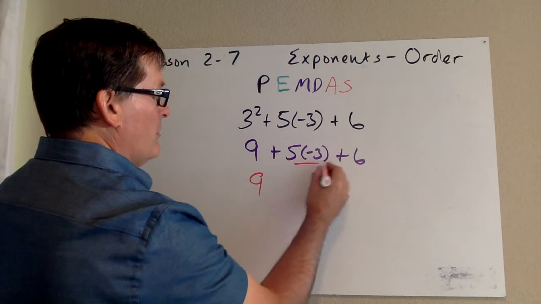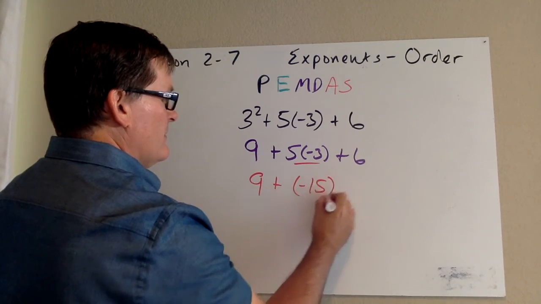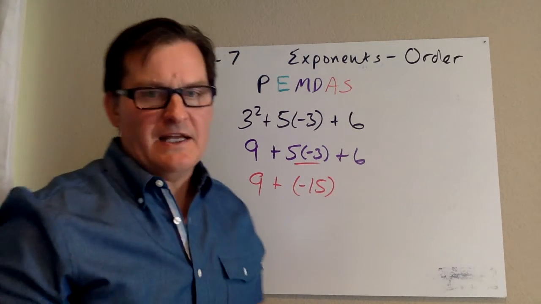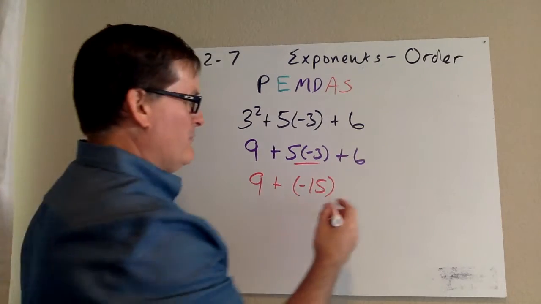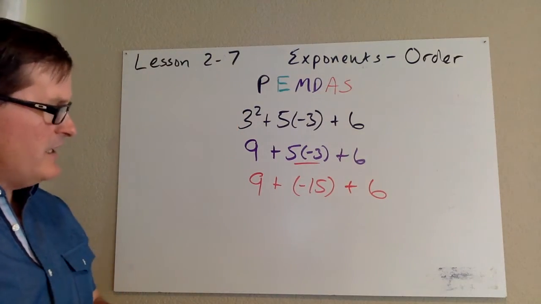Now we're ready to multiply. Plus, this ends up being a negative 15. So you don't necessarily need parentheses. I just think they keep things wrapped up and neat for you. Plus 6. So now we're just down to addition and subtraction.